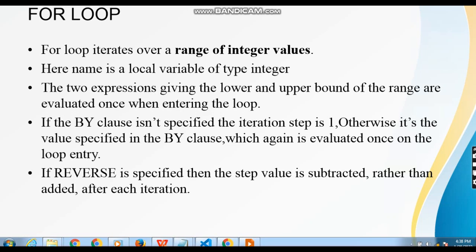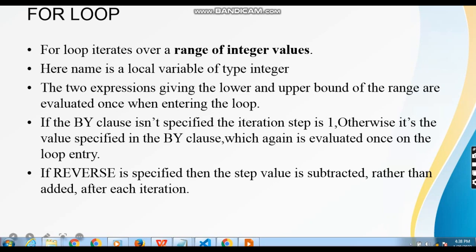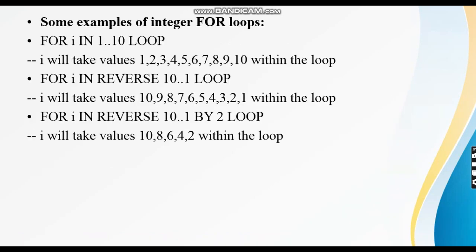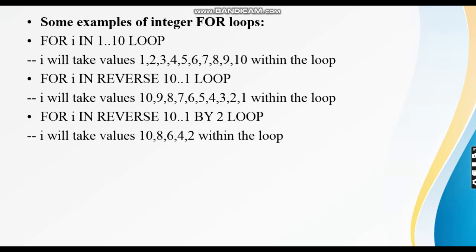Okay, and if reverse is specified, then the step value is subtracted rather than added after each iteration. So basically here you can see this is the syntax. It has reverse as optional. If reverse is specified, then it is going to subtract the iteration values. Like this is the example. For i in 1 to 10, 1 is the lower bound, 10 is the upper bound. So i is going to take values like 1, 2, 3, 4, 5. Since the by clause is not specified, it is going to iterate by step 1.